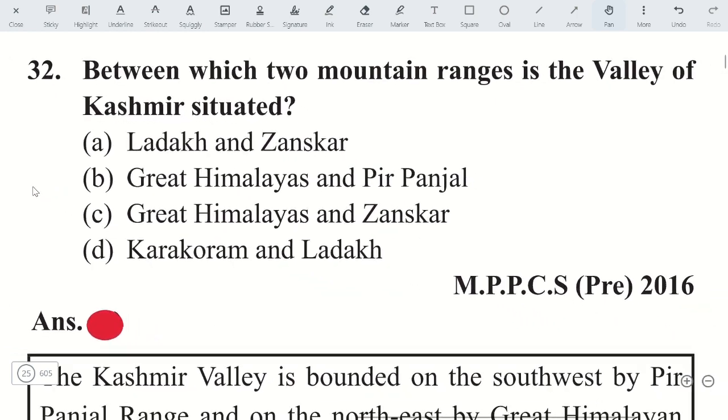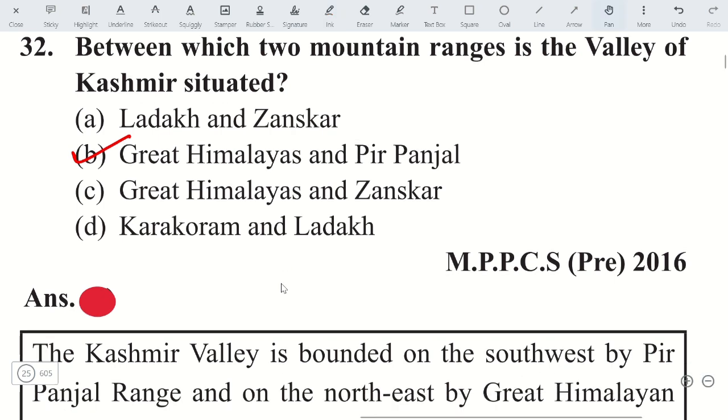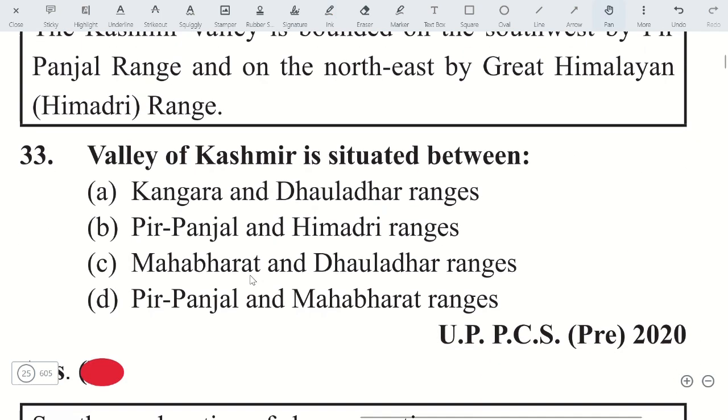Between which two mountain ranges is the Valley of Kashmir situated? It is situated between the Greater Himalaya and the Pir Panjal range, so the B option will be correct. The Kashmir Valley is located between Pir Panjal and Himadri, which is also called the Great Himalaya. Then B option will be correct.